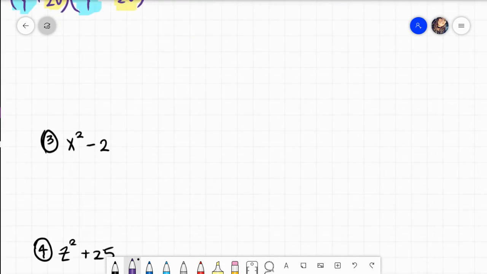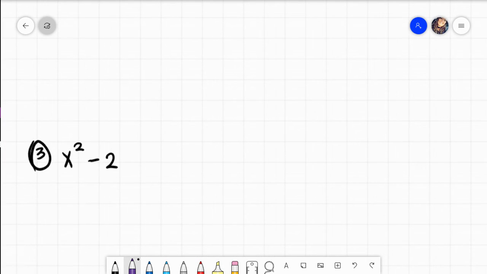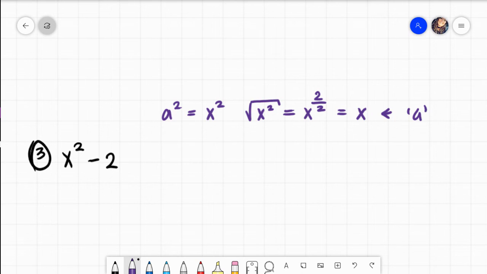Okay. So I wanted to do this one for a reason. I have x squared and then I have a negative 2. So let's just keep doing what we've been doing. My a squared is x squared. I know that I'm going to take the square root of a squared. My a squared is x squared. And I know that this can be written as exponent over root, which just simply gives me an x, which is now my a.